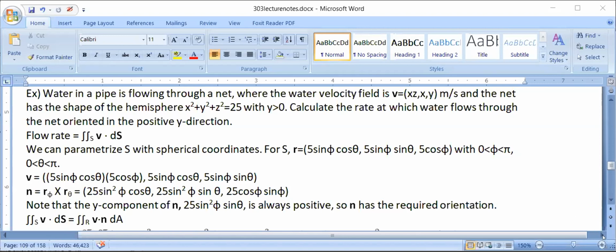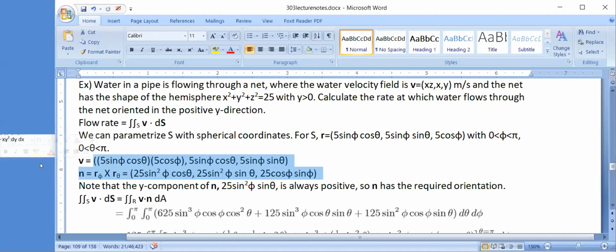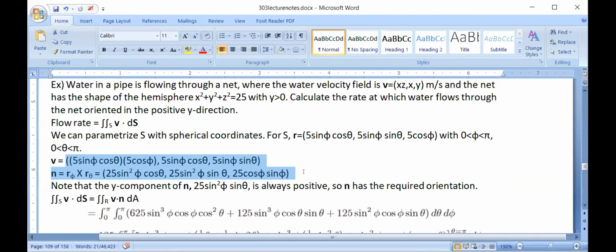And now we need to plug in our parameterization and then calculate the integral. So plugging in, we have these two vectors and we take the dot product. Taking the dot product and then simplifying gives you this long expression here. And then dA, our two parameters were phi and theta, so it's just going to be d theta d phi.